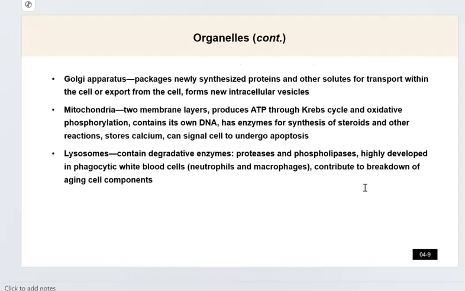The mitochondria has two layers that produce ATP through the Krebs cycle. That should be ringing a bell. And oxidative phosphorylation. This brings us back to chemistry, right? So the mitochondria are always referred to typically as the powerhouse. That's how I also learned it in undergraduate, because they produce much of the cell's adenosine triphosphate, the ATP.